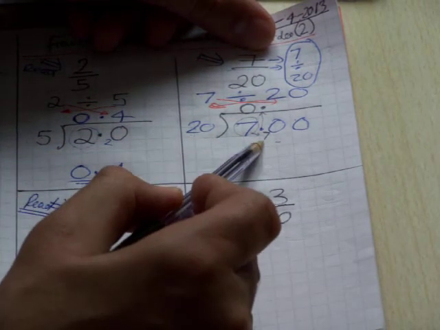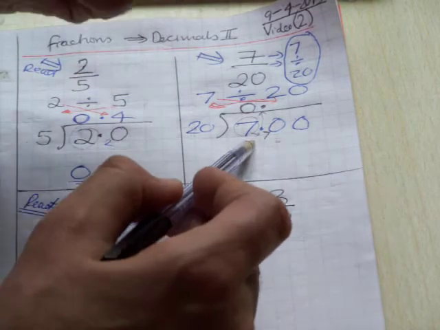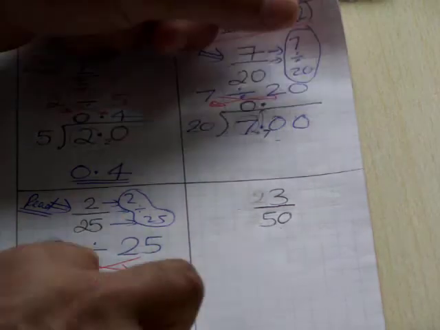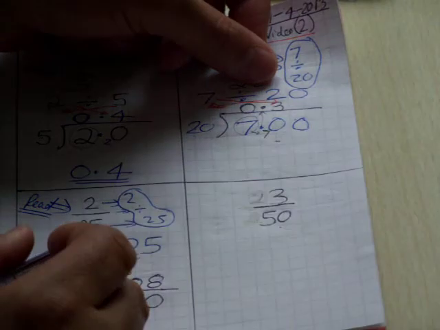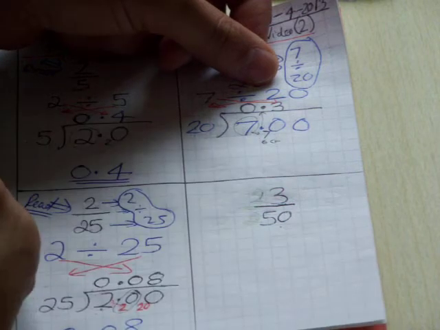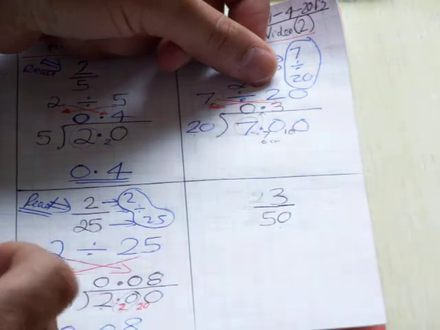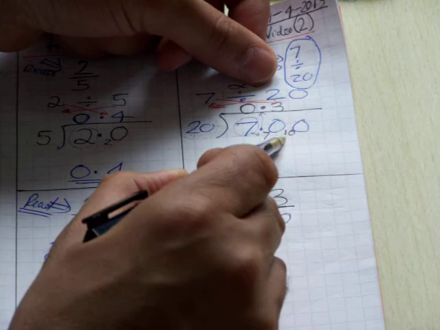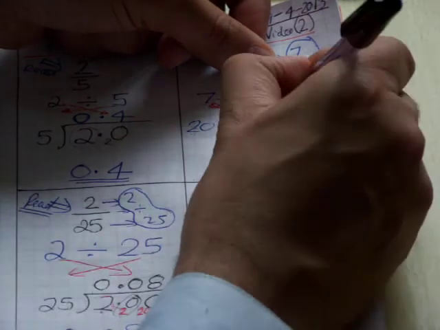How many 20s go into 70? 20 will go into 70 3 times. 20, 40, 60, 80, that's too much. So 20 will go into 70 3 times. Now 20 times 3 is 60. We have 70. So what's the remainder? 10. The difference is 10. We put the remainder onto the next number. So we say how many 20s can you make out of 100? If you have 100 friends, you've got to group them into 20s. You can make how many? 5 groups. Excellent.